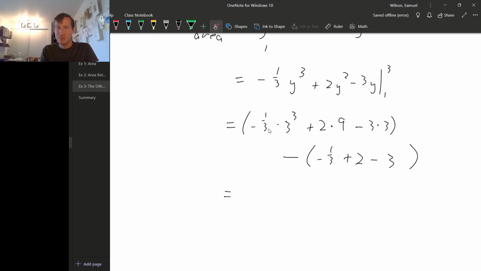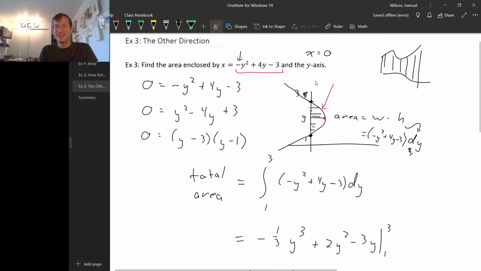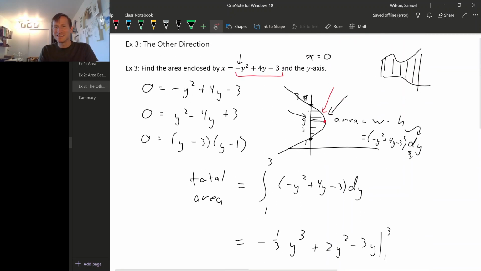So let's see. 3 cubed times a third is 3 squared. 3 squared is 9, so minus 9 plus 2 times 9 is 18, minus 9, minus negative a third. 2 minus 3 is minus 1, minus another third is minus 4 thirds. All of these first integer parts cancel, or add up to 0, and so we get 4 thirds. So the total area between this bump and the y-axis is 4 thirds.